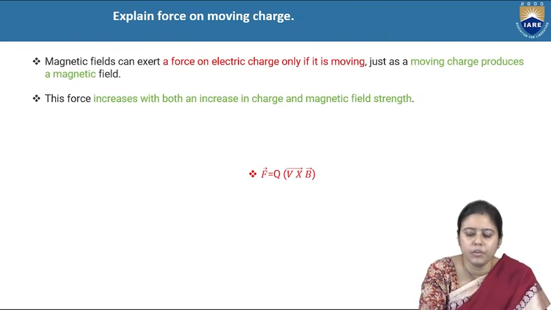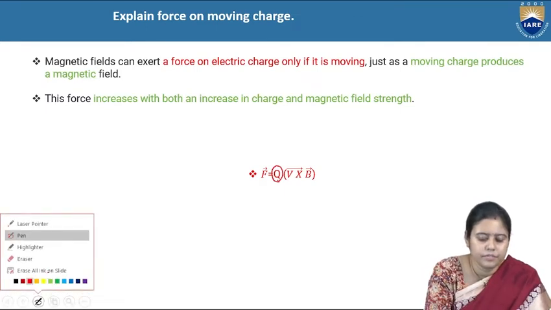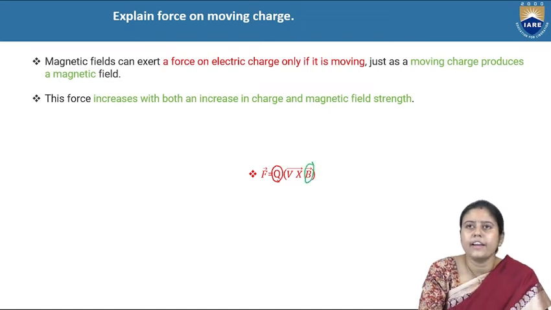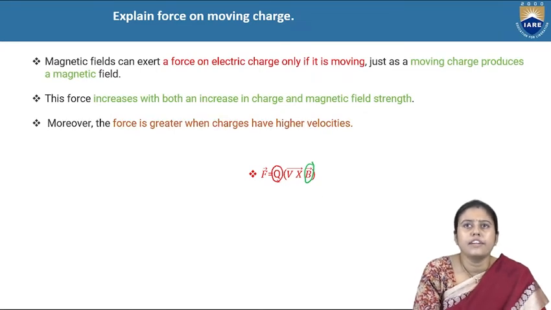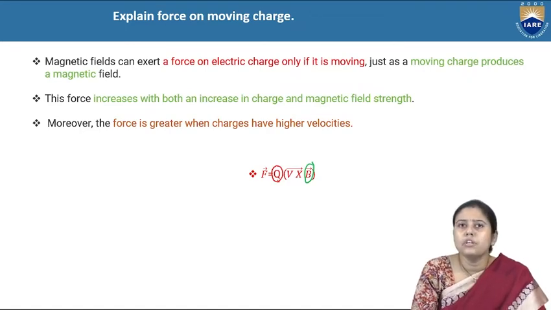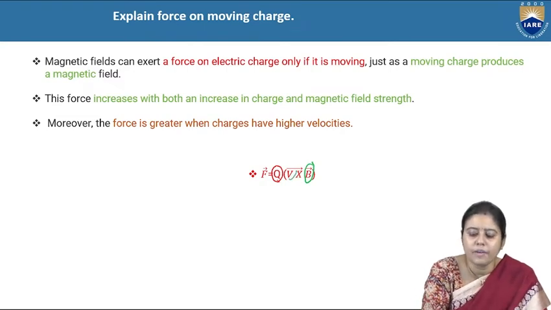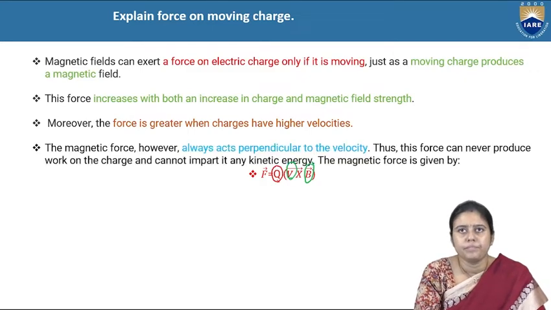From this equation, you can see if the charge is increased and magnetic field intensity B is increased, the force will increase. The force is greater when the charges have higher velocity. We know the flow of current means the rate of change of charge. So if the charge has the higher velocity V, the force will be maximum.